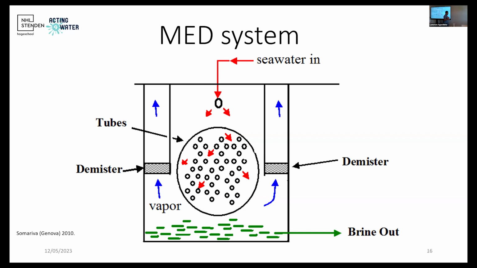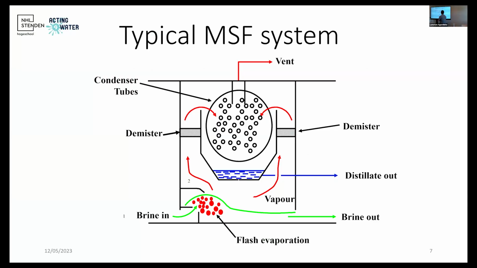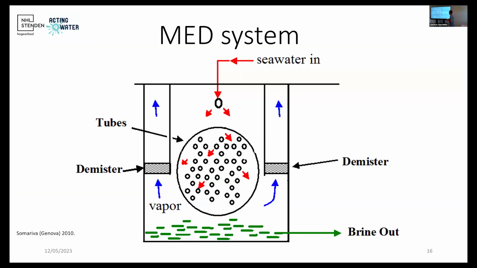So we understand that in MSF, in MSF, your distillate is outside the tube bundle, so you evaporate on the surface of the tube bundle and you collect the distillate, while in MED, your distillate is actually inside your tube bundle. So the distillate will be condensed inside the tube. You don't condense at the surface, you condense in the internal part of your tubes.